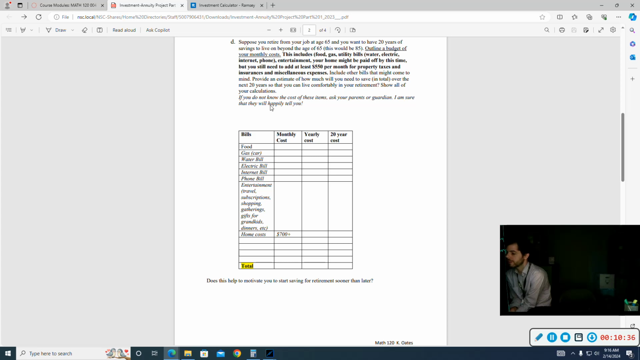Estimating food, for instance, for an individual might be hard if you're used to paying for a family, if you're familiar with your family's expenses. I'm assuming entertainment is an interesting one. I want you to be realistic, right? You shouldn't set it to zero, right?